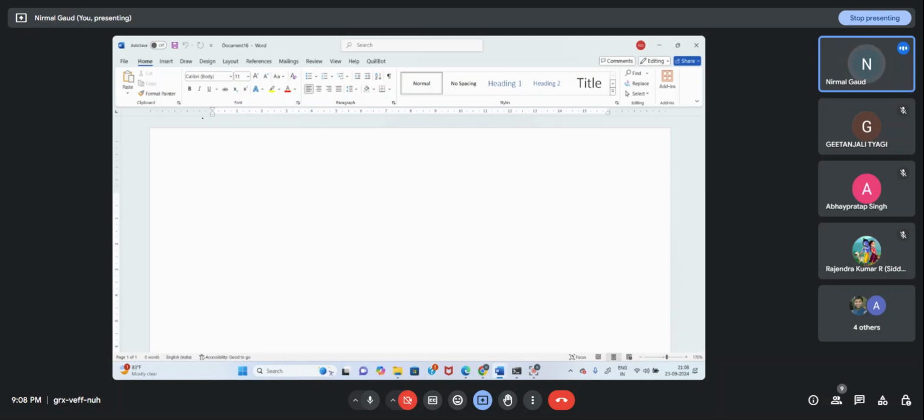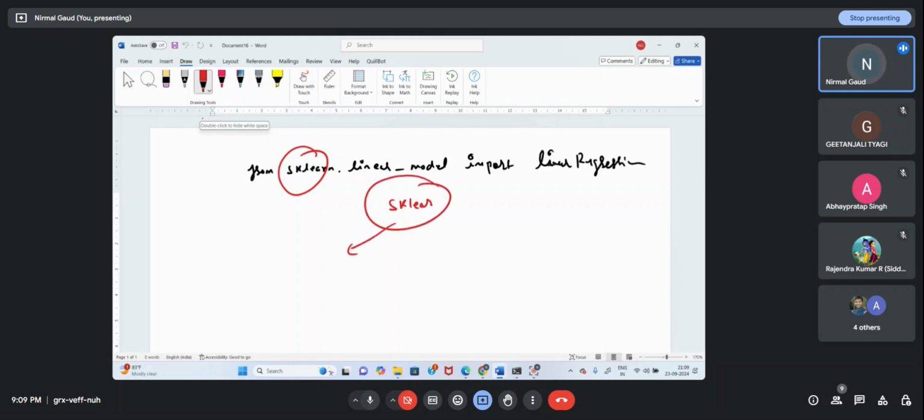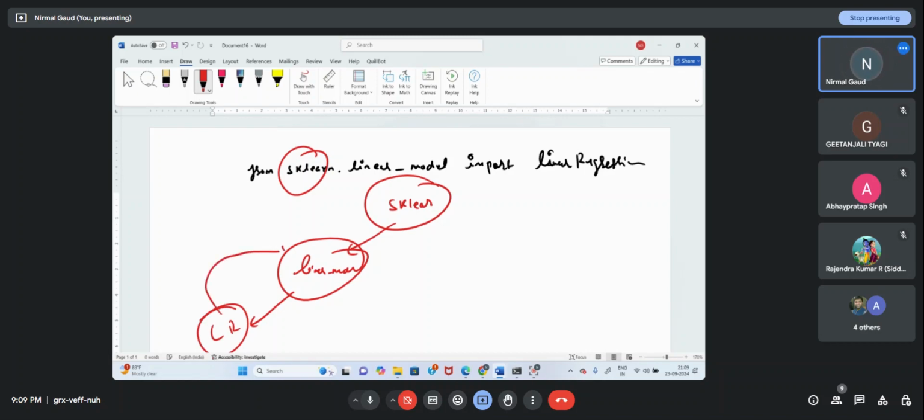This linear regression algorithm, this model, is present in the sklearn library under linear_model. Import LinearRegression. In sklearn, the base library, there is one folder called linear_model, and in linear_model there is LinearRegression. So we can import LinearRegression in this way.